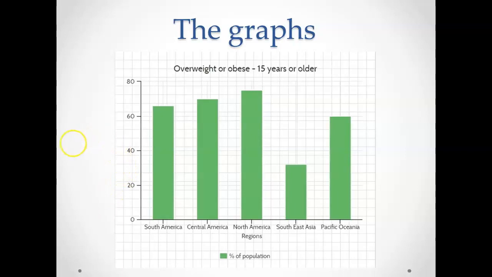Here is the first graph, which is a bar graph or bar chart. So can you see the 5 regions? 1, 2, 3, 4, 5. And you notice this is about people who are overweight or obese, not children. Only older teenagers or adults, so no children. This is percentage, and you can see Southeast Asia probably has the healthiest population.